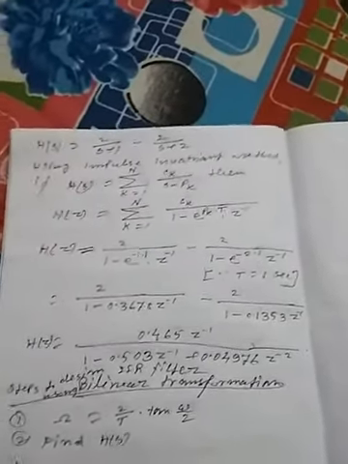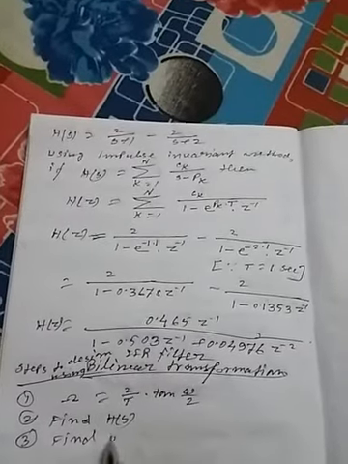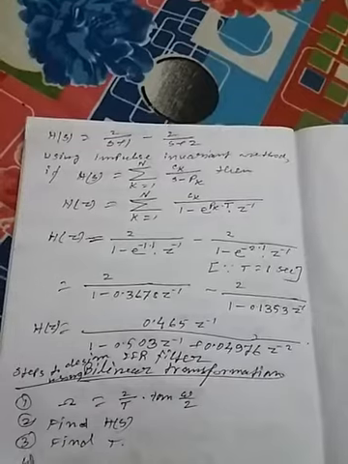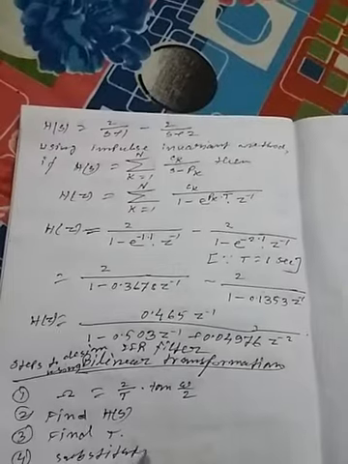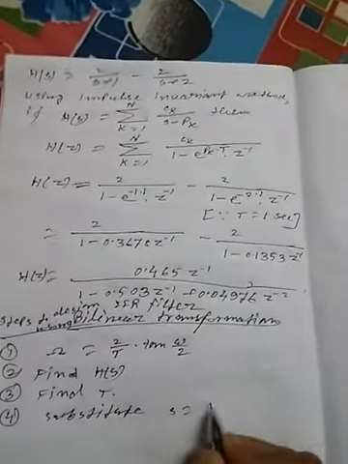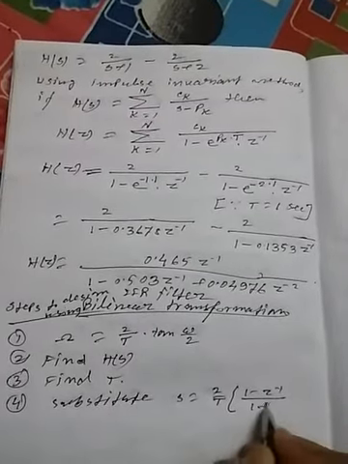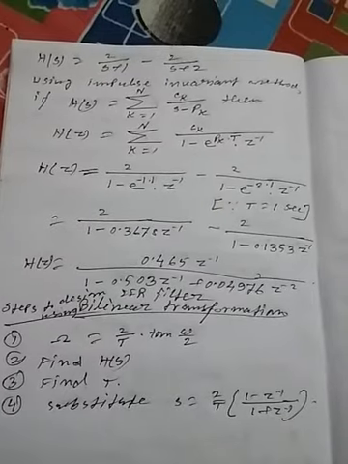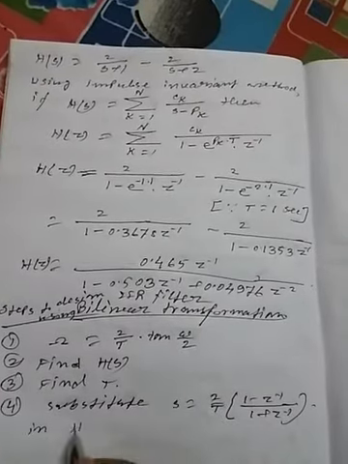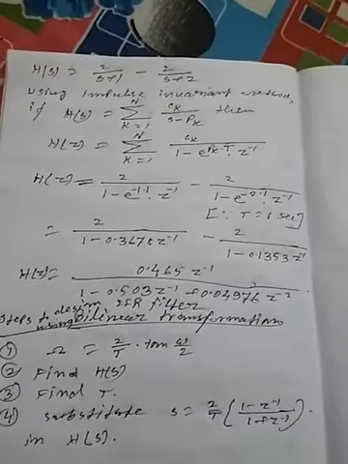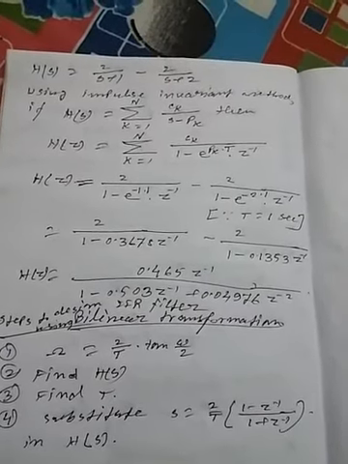In the next step you have to find out the sampling rate, that is capital T. After that, substitute s equal to 2 by capital T into 1 minus z inverse by 1 plus z inverse in the transfer function Hs. So these are the 4 steps. By using these 4 steps you will get Hz.